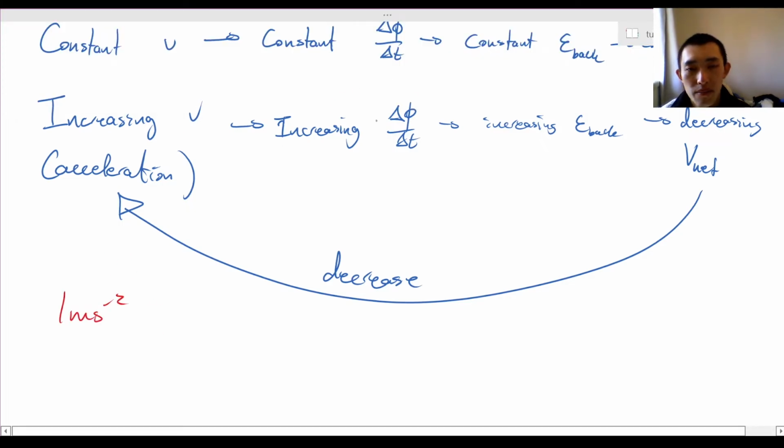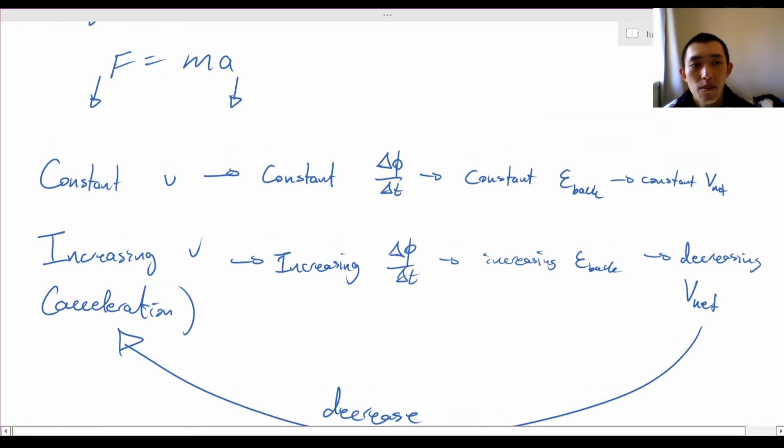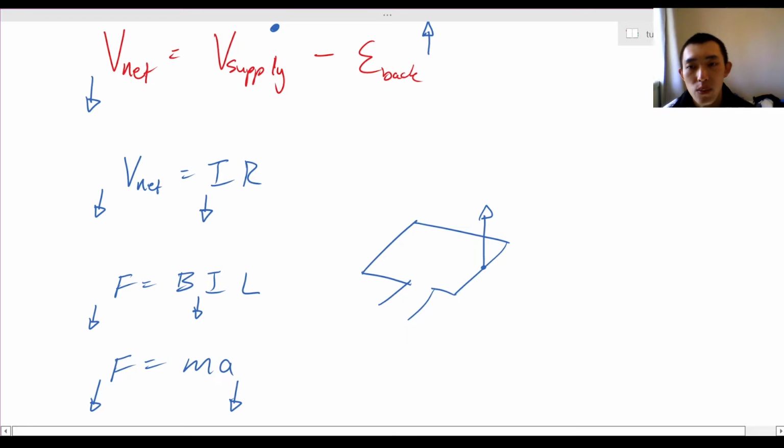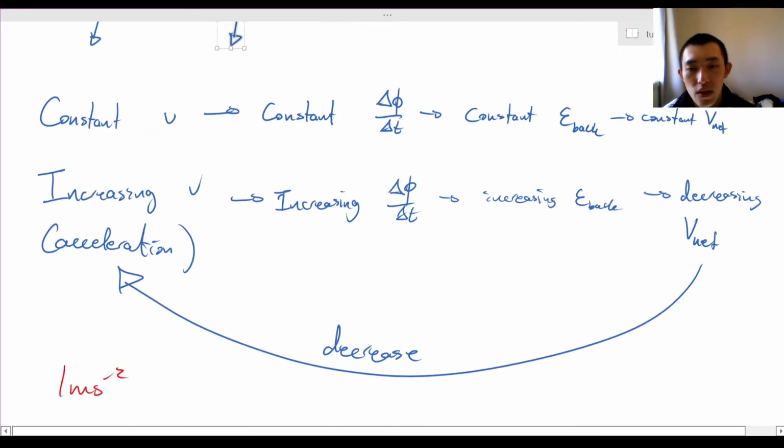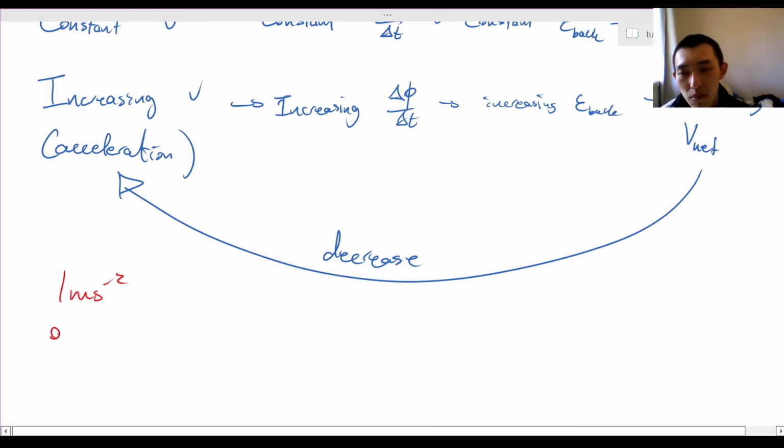As a concrete example, let's say that before our acceleration was, let's say, 1 meter per second squared. That creates an increasing change in flux over time, increases our back EMF. But because we've increased our back EMF, we're also going to be decreasing our V net, and by the effect seen here, we're going to be decreasing the acceleration. So now our acceleration is only maybe 0.1 meter per second squared. Again, we go through.